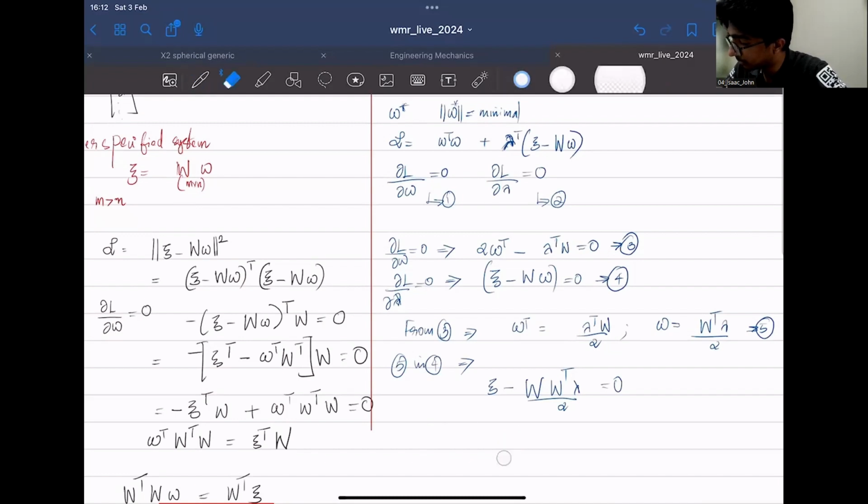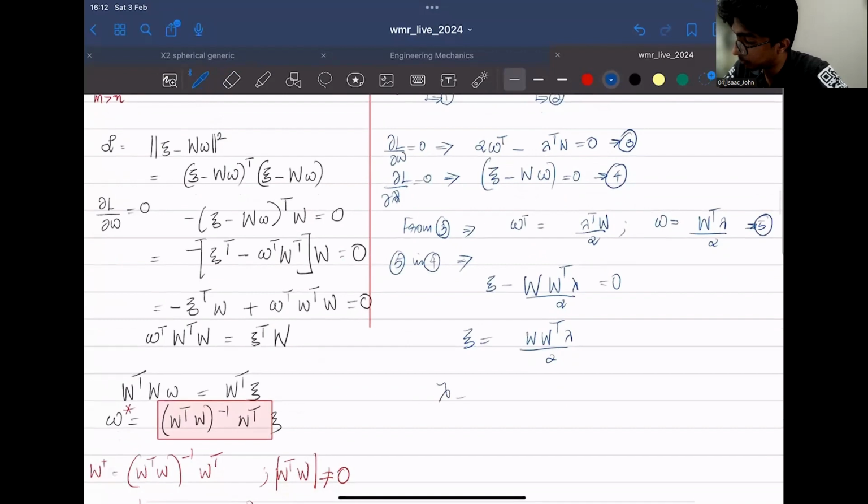Sorry, I'll write one more step. Zeta would be W transpose lambda by 2. So in this case, lambda would be 2 zeta, then W transpose the whole inverse, then you will also have a 2. So I label this as equation 6.